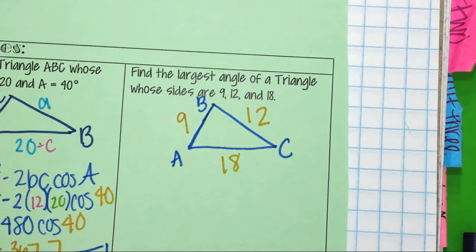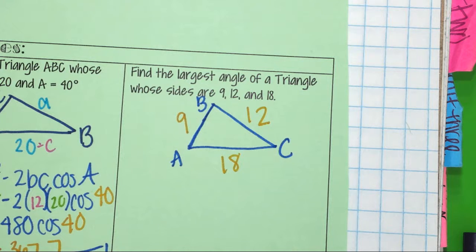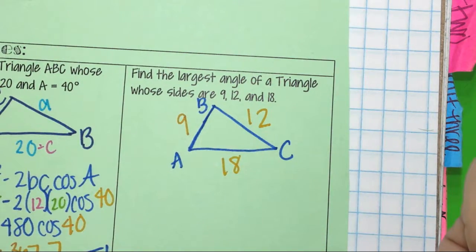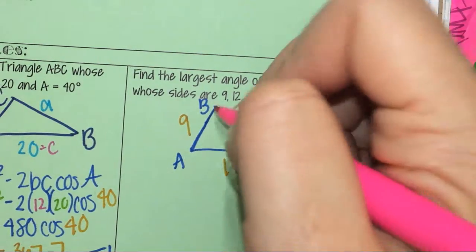Now, how do we know which one is the largest angle? Because it's across from the biggest number. We don't have a hypotenuse. The longest side. Thank you. So the biggest angle is across from the longest side. So what's our biggest angle here? 18. B.